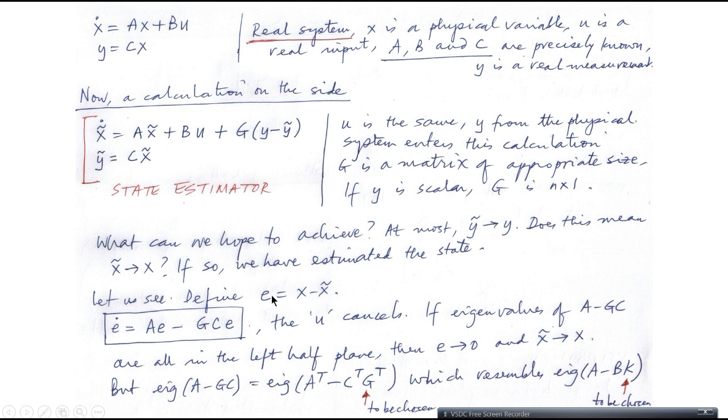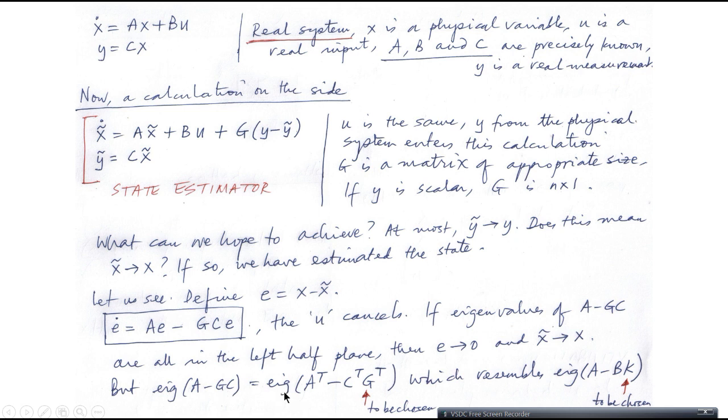So we define the error vector E as x minus x tilde. I will leave it to you to substitute over here and verify. Then E dot is equal to A times E minus G times C times E. Where did the C times E come from? This is because y is cx and y tilde is cx tilde. So if you pull the c out, then you have x minus x tilde, which is E. So the dynamics of the error E is given by this matrix, and so if the eigenvalues of A minus GC are in the left half plane, in that case the error will go to 0.